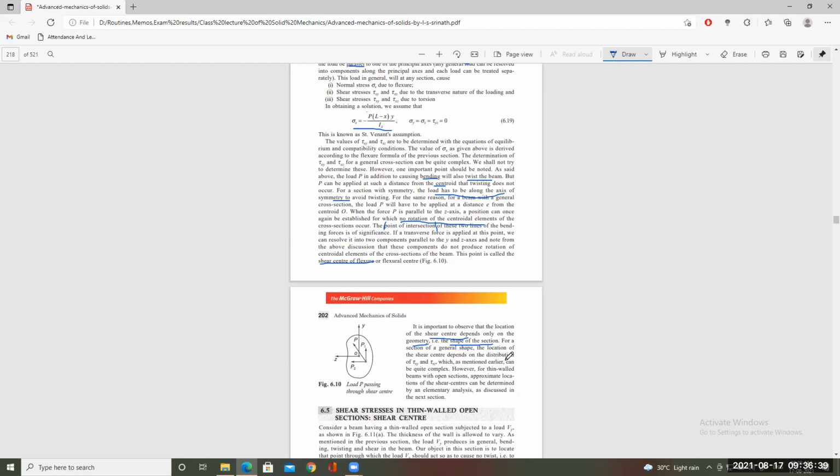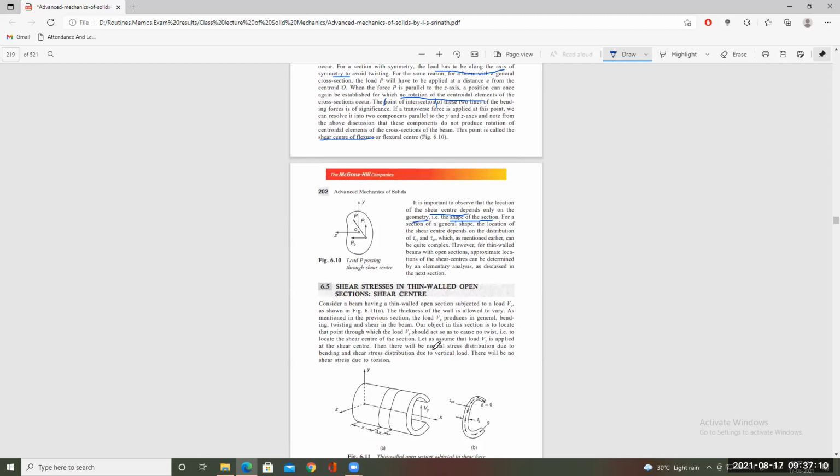The location of the shear center depends on the distribution of tau xy and tau xz, which as mentioned earlier is quite complex. But for thin-walled beams, the approximate location of the shear center can be determined by an elementary analysis. It also depends on tau xy and tau xz, but we don't want to calculate it directly because it is too complicated. So we will find the position of this shear center in the next section of our chapter.